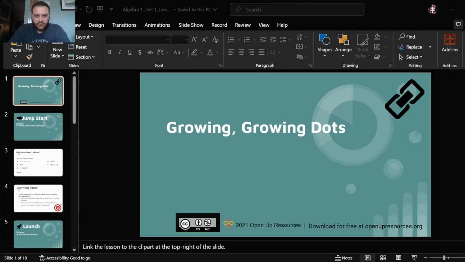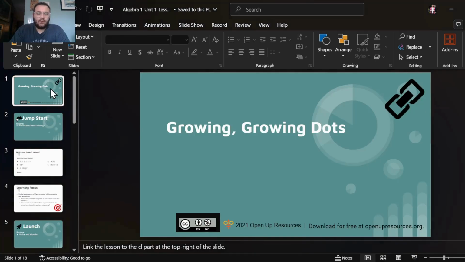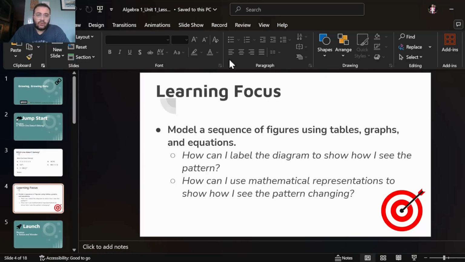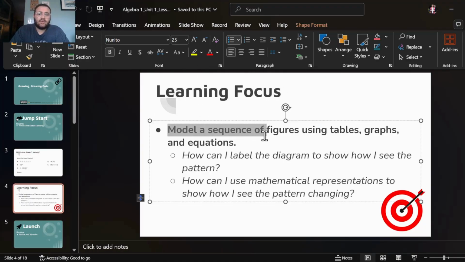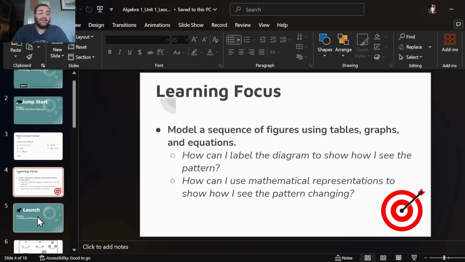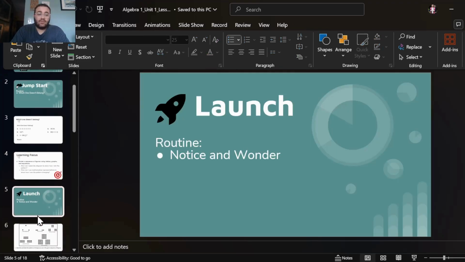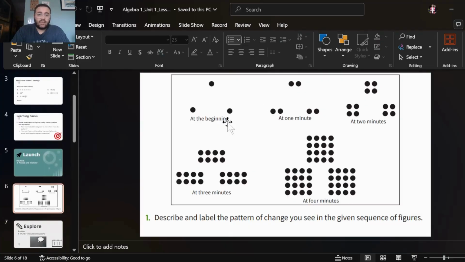So for our third lesson of Unit 1 in our Open Up Algebra 1 is this lesson called Growing Dots, which is another Develop Understanding lesson. For our learning focus for this lesson, model a sequence of figures using tables, graphs, and equations. Very similar to the last one that we worked on, right? Still using those tables, graphs, and equations, but we're going to be working with a different type of sequence this time.